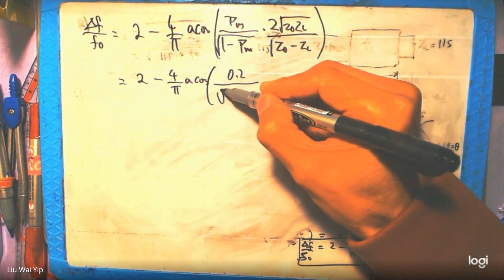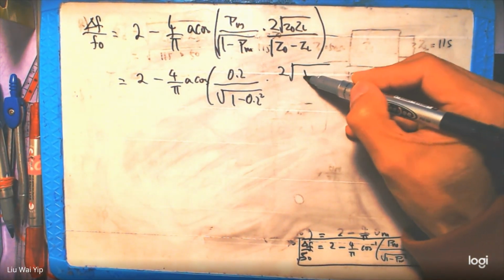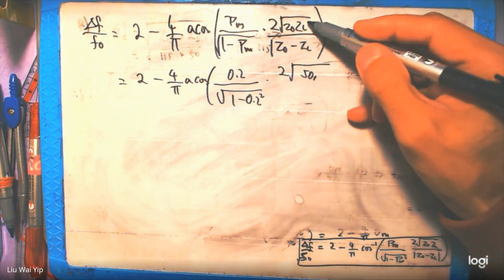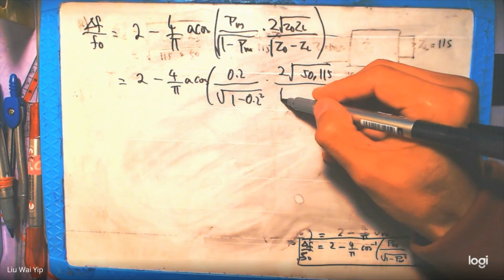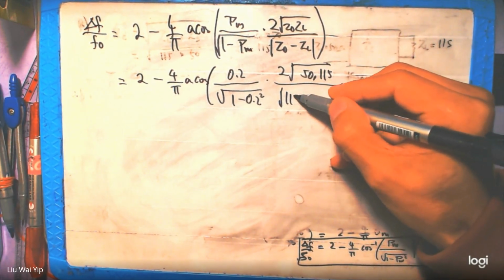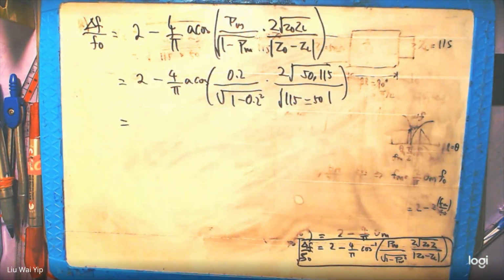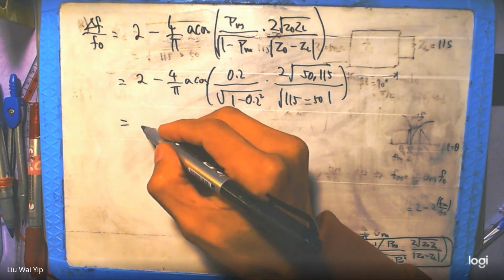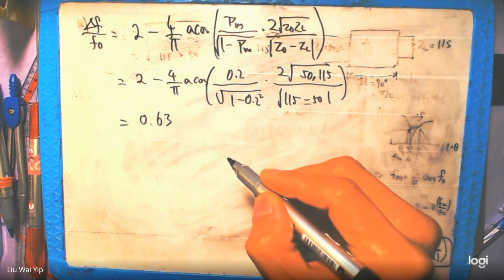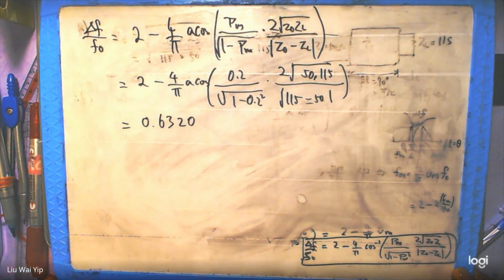0.2 minus 1.2 square, and then 2 times 50 times the low impedance 115 minus 50. So what you will get is 0.632. So this is the fractional bandwidth. Now part C, so this is part B.